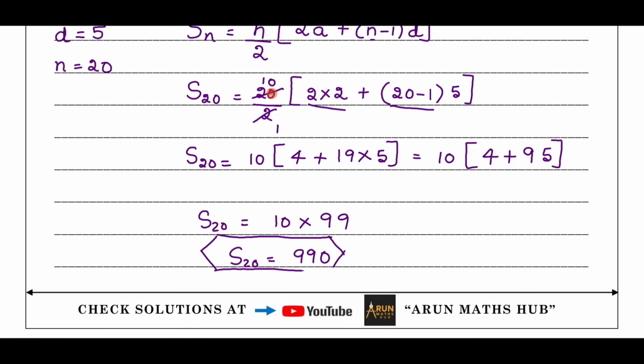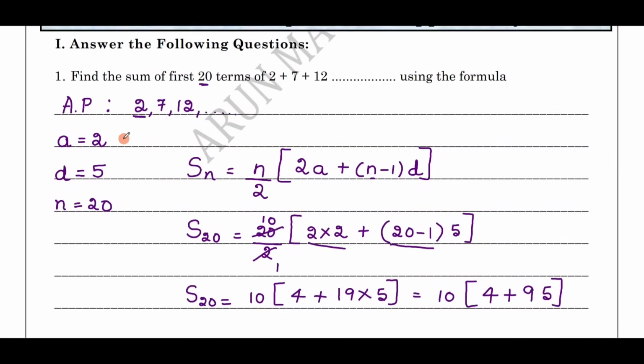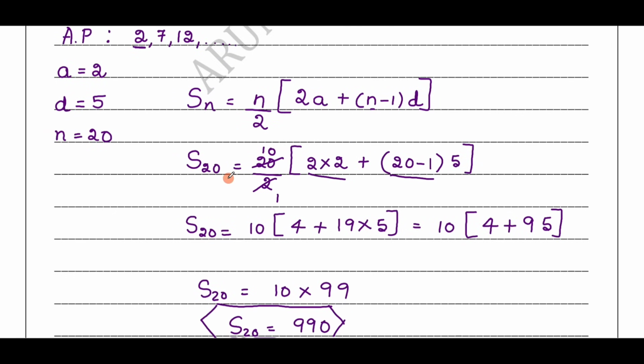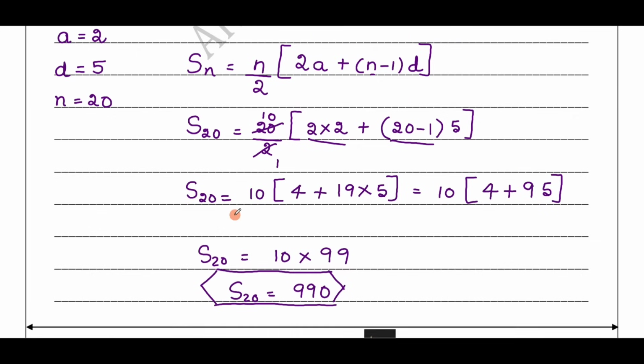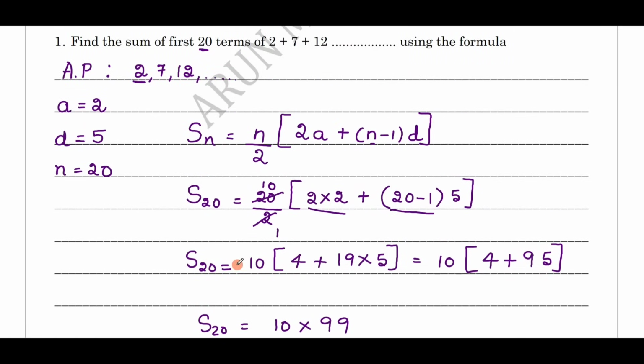Students, in the examinations, what you should do is write down the AP, find out the first term, common difference and n. Then write the formula. Writing the formula will get half marks. Substituting the values will get half marks. Simplification half marks. Final answer half mark. Therefore, we will get 2 marks for this question.